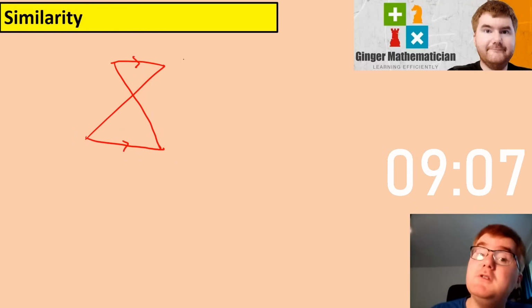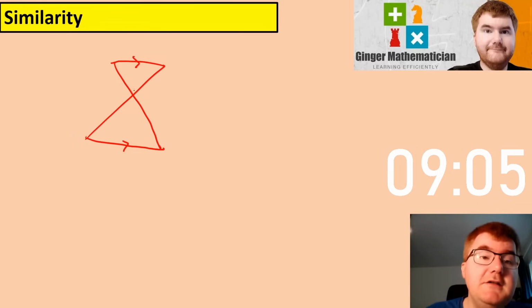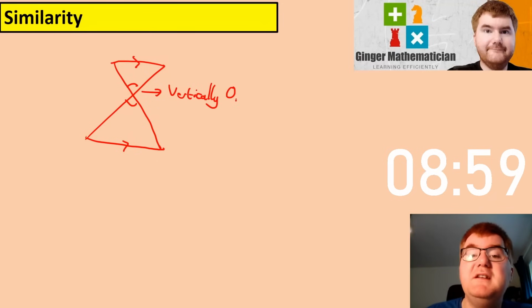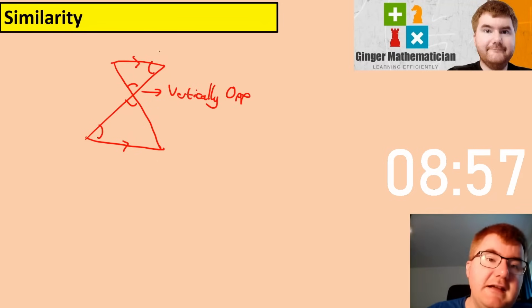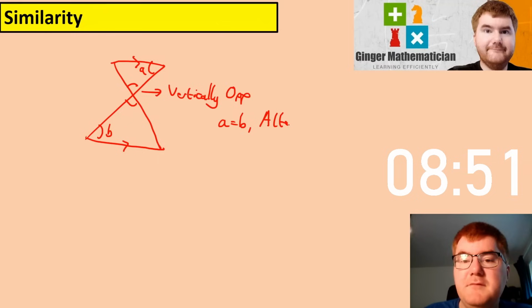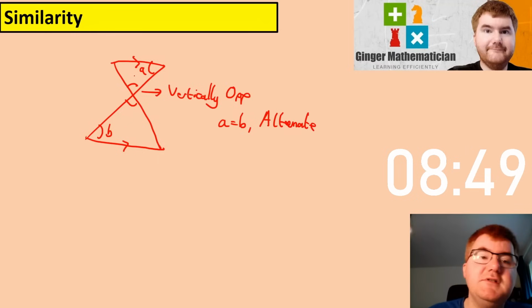Similarity also works with parallel lines here. Notice that these two angles here are the same. This is because they are vertically opposite. We can use what we did in the last slide to say that this angle, let's call this A, and B, are equal because of alternate angles. And we can do the same with the angles to the opposite, so C and D, these are also the same.